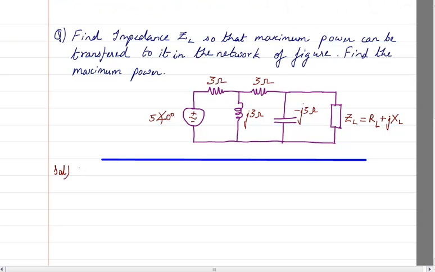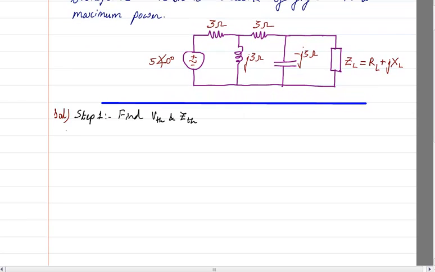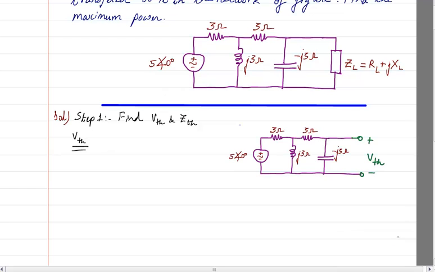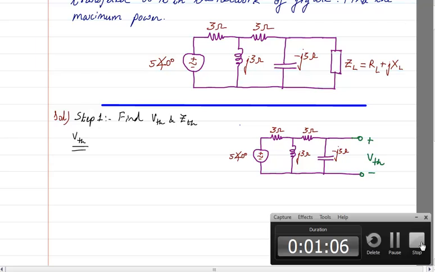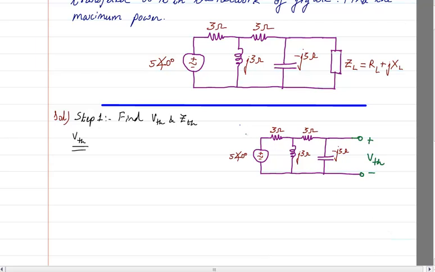Okay, so the steps are: step 1, we need to find VTH and ZTH. So the first thing is to find VTH and ZTH, out of which I will first talk about VTH. Now for VTH, we have to redraw the circuit. So this is the diagram.